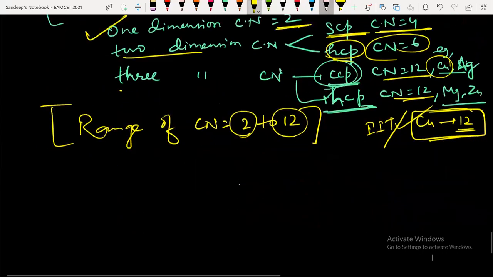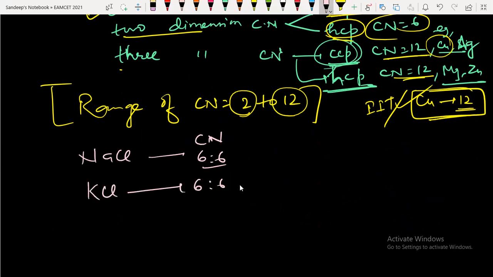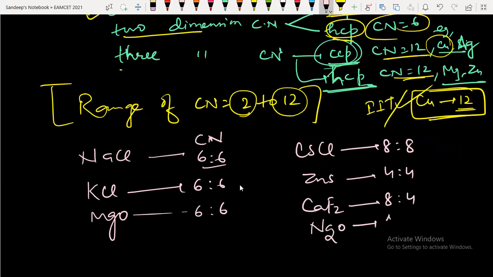Now, some more important coordination number questions they have asked in exams. NaCl coordination number is 6:6, meaning that one sodium ion is surrounded by 6 chloride ions, and one chloride ion is surrounded by 6 sodium ions. Similarly, KCl is also 6:6, MgO is also 6:6, cesium chloride is 8:8, ZnS is 4:4, calcium fluoride, the fluorite structure, is 8:4, and Na2O, sodium oxide, is 4:8, the anti-fluorite structure.